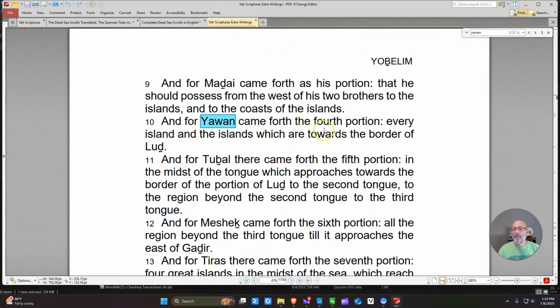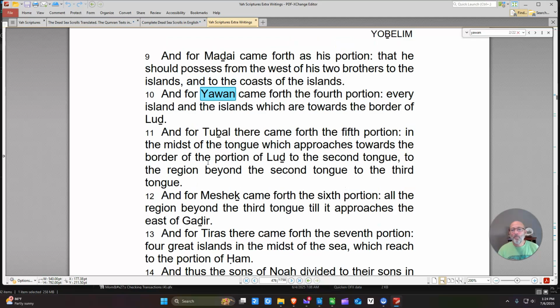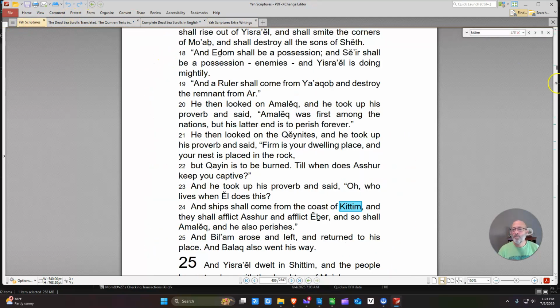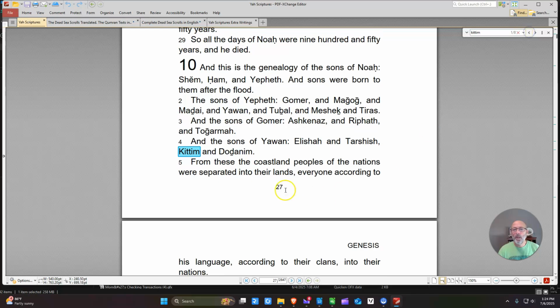And for Yawan came forth the fourth portion, every island and the islands which are toward the border of Lud. Okay, we don't go into Kittim here, but if you go back to Yah scriptures, to the first occurrence of Kittim, we know that Kittim is one of the sons of Yahuan. And so all of these sons of Yahuan would have received gifts of land. They also would have created, so their lands would have been known as lands in different times. So as the division of the land takes place, we have Japheth giving to Yawan, Yawan giving to Kittim.